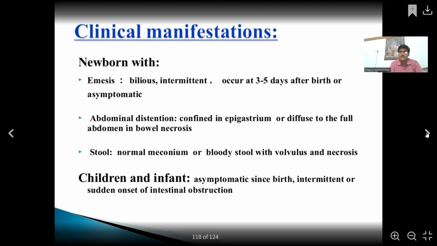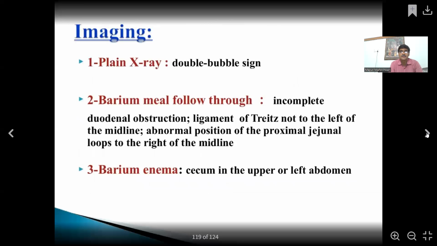Children and infants are usually asymptomatic since birth, but intermittent or sudden onset of intestinal obstruction occurs later on. Regarding the diagnosis, a plain X-ray will show you the double bubble sign. Although it is also seen with duodenal atresia, it is also seen in the case of malrotation, because there is hardly any gas going distally.